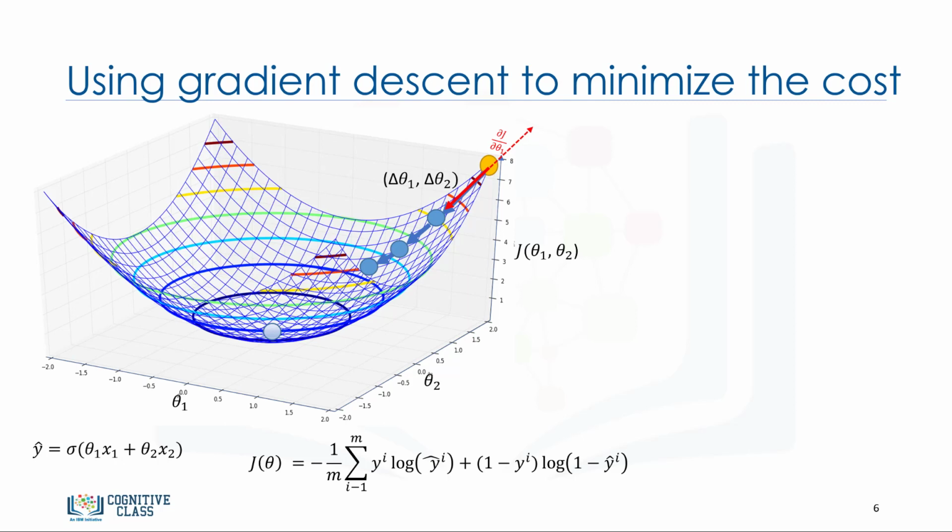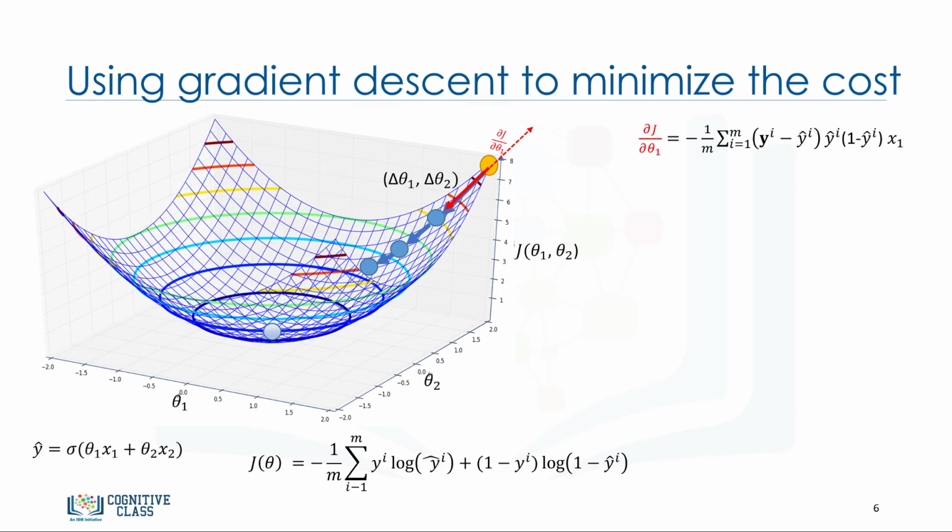The gradient value also indicates how big of a step to take. If the slope is large, we should take a large step because we're far from the minimum. If the slope is small, we should take a smaller step. Gradient descent takes increasingly smaller steps towards the minimum with each iteration.